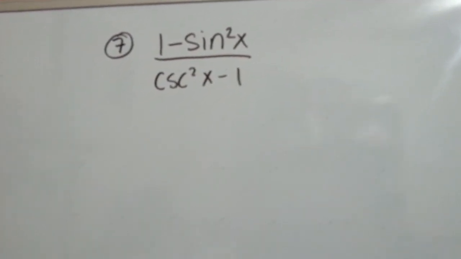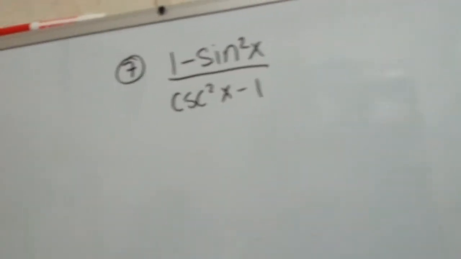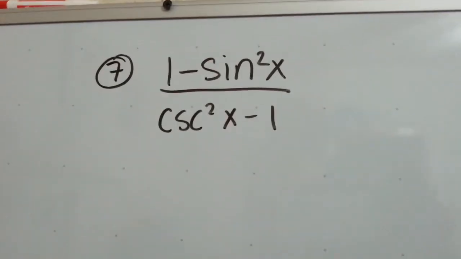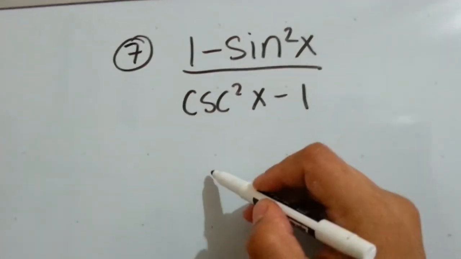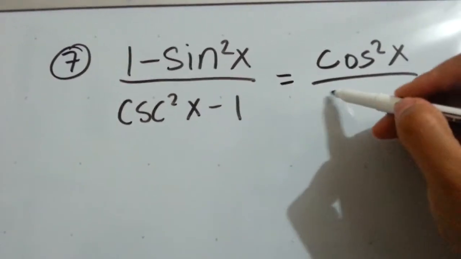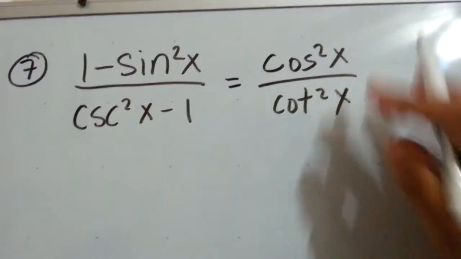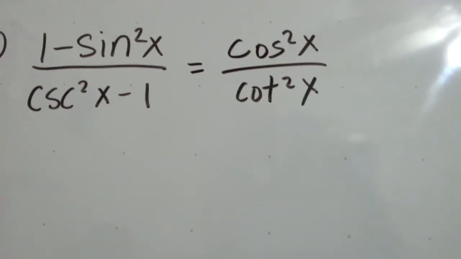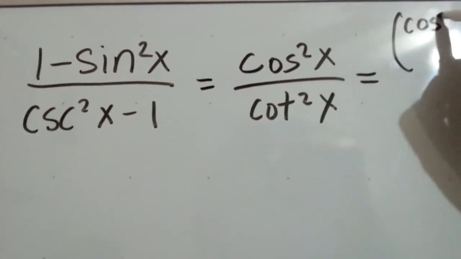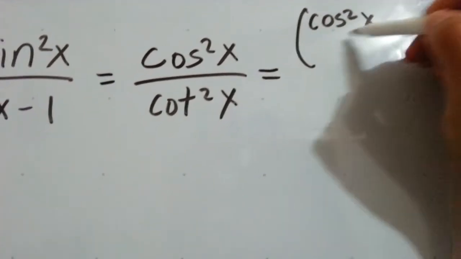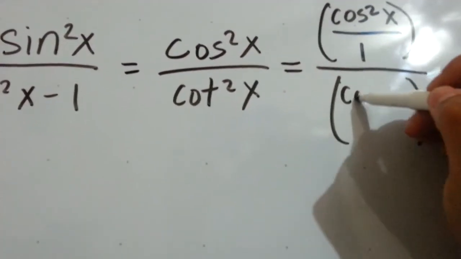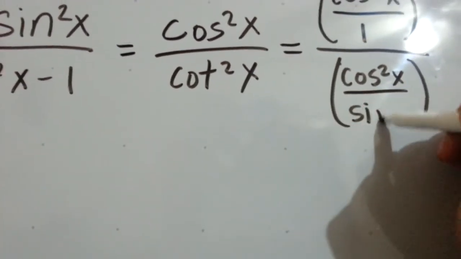This is question number 7. And the first thing we notice is that we can substitute for the top one. 1 minus sine squared x is cosine squared x. Cosecant squared x minus 1 is cotangent squared x. And so now we only have one fraction, so what we can do is go to sines and cosines. The numerator is already in cosine, so we're going to leave it in cosine. We're just going to write it over 1. But the denominator is the cotangent, so that'll be cosine squared x over sine squared x.